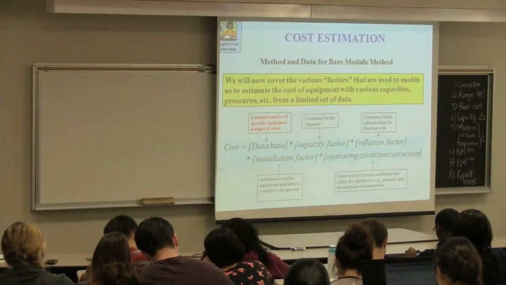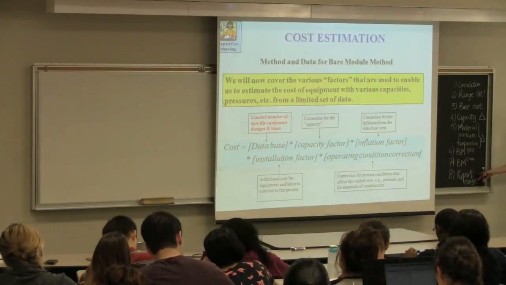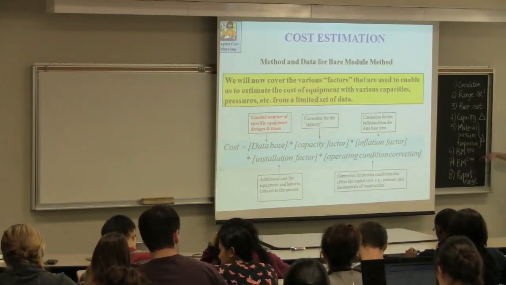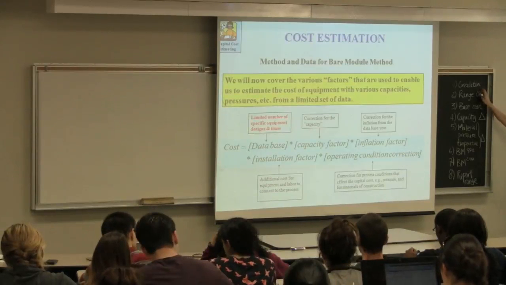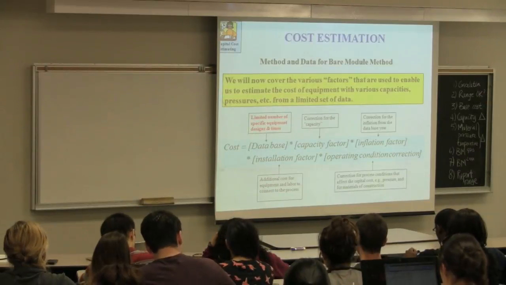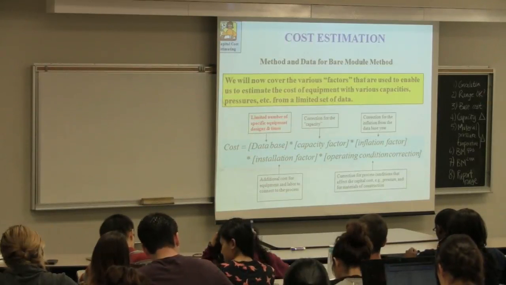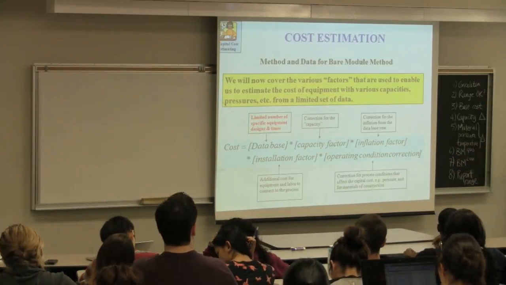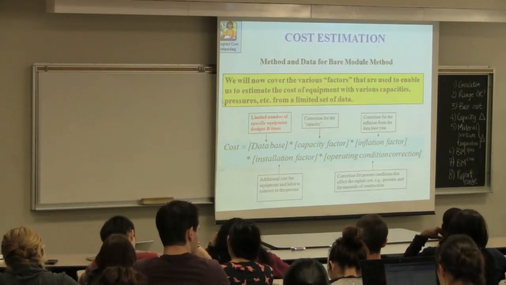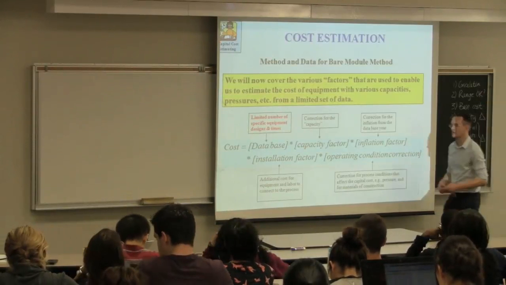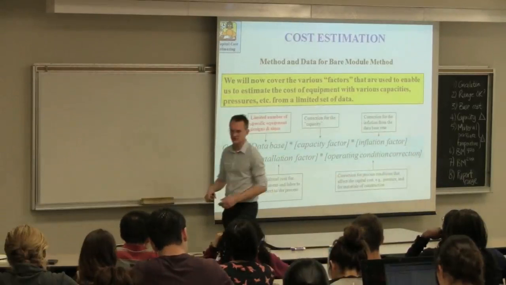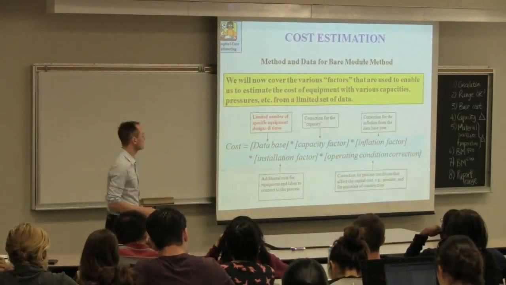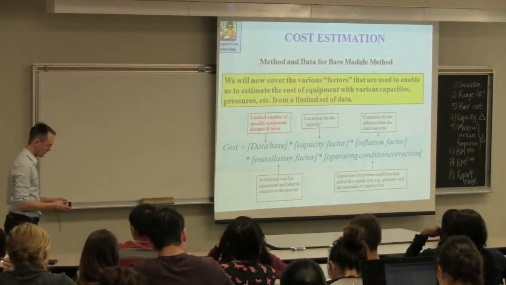And then finally, you report the range. That range you get from the error estimates back up here, when you looked up the correlation; it reports the percentage error. So we would then take this bare module factor and simply multiply it through the error range and report the lower and upper bound rather than the single value itself. Okay, so that's the flow that we're going to follow.